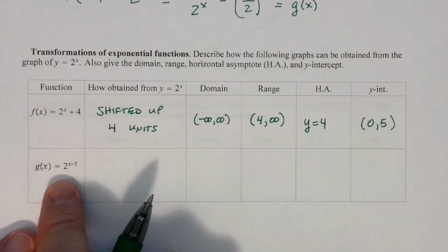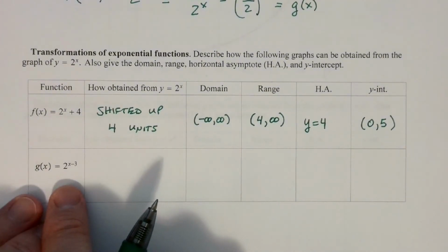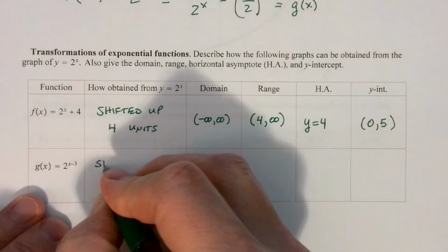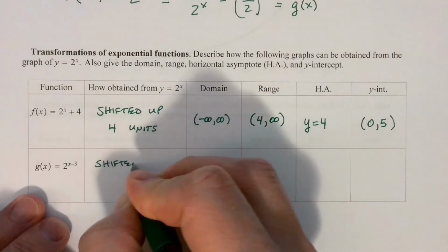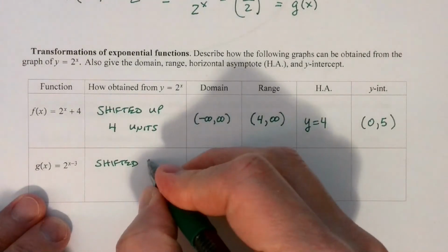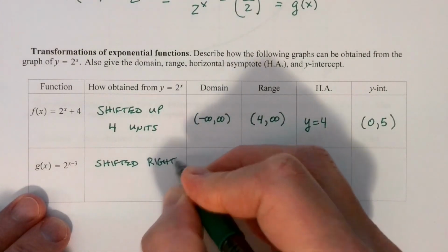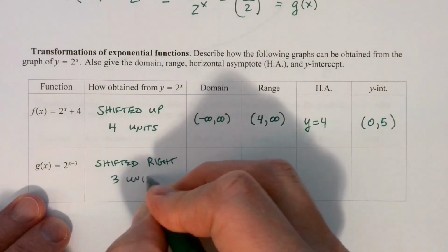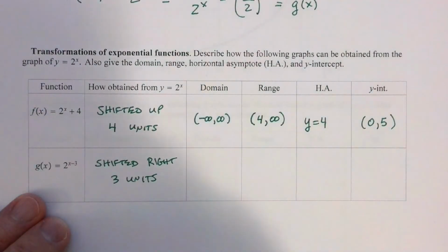Okay. What about g of x? How was it obtained from the graph of 2 to the x? This was shifted where? Shifted 3 units where? Up, down, left, or right? You should say right. Shifted right 3 units. Do you remember when we were doing transformations? Don't forget that, right? Shifted right 3 units.